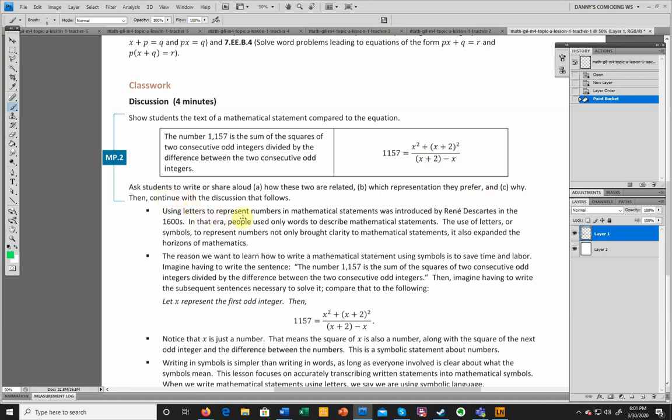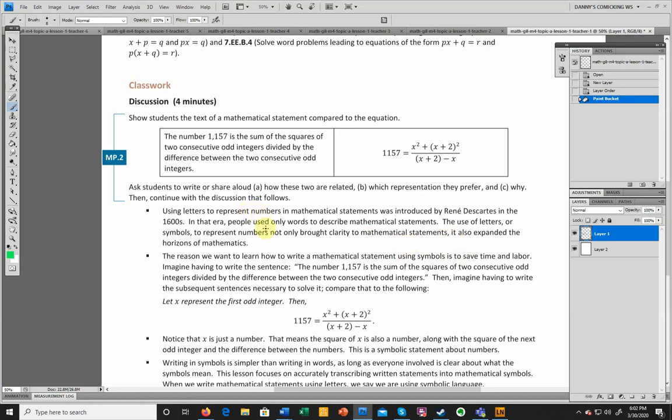So using letters to represent the numbers in mathematical statements was introduced by René Descartes in the 1600s. In that era, people used only words to describe mathematical statements. But the use of letters or symbols to represent numbers not only brought clarity, which means clearness, to mathematical statements, it also expanded the horizons of mathematics. So basically what it did was it gave us a way to describe quantities that we didn't necessarily know right away.